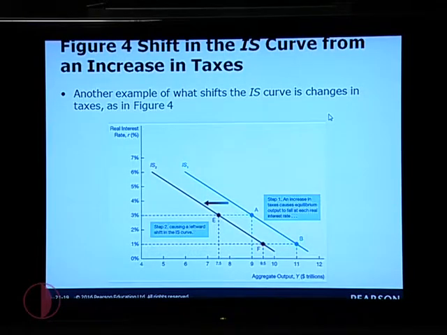Another example of what shifts the IS curve is changes in taxes, as in this figure. An increase in taxes causes equilibrium output to fall at each real interest rate. This is a result of the increase in taxes. It shifts from point A to point B, and as a result it shifted back from IS1 to IS2, while the aggregate output decreases from 11 to 9.5, and so on to 7.5.